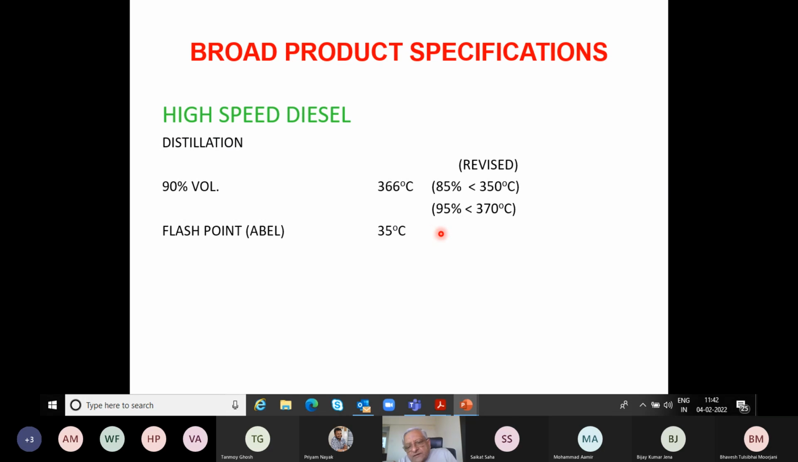But in order to maximize the diesel coming out of the refinery, the flash point has been reduced down to 35, because India is basically a diesel-driven economy, and we consume close to 72, 75 million tons per annum of diesel. So every refinery tries to maximize diesel production.